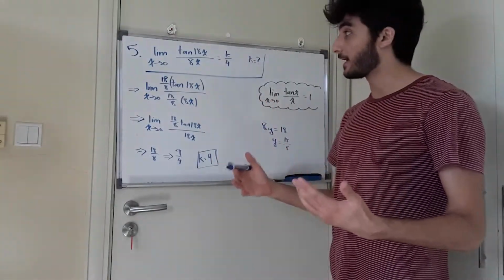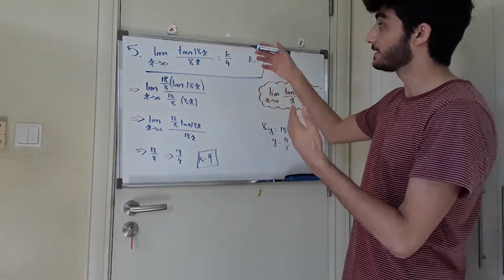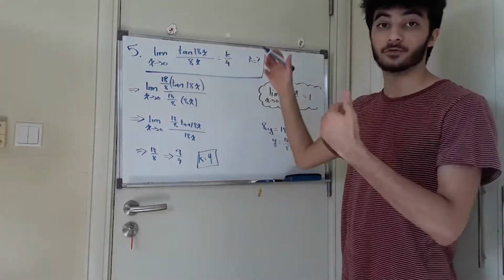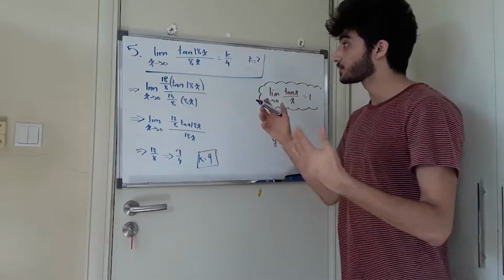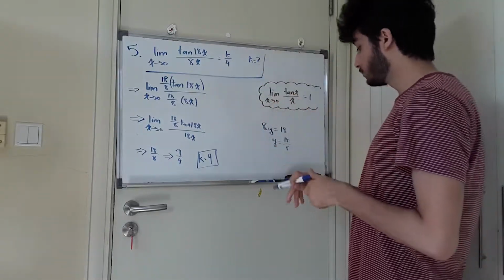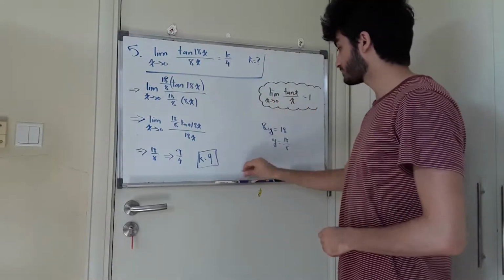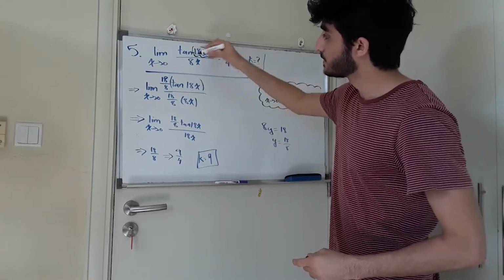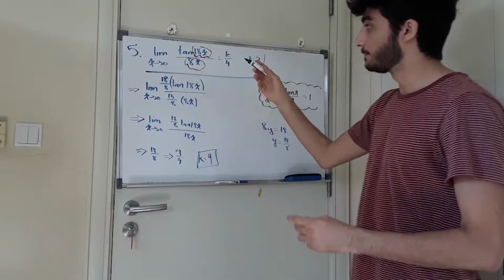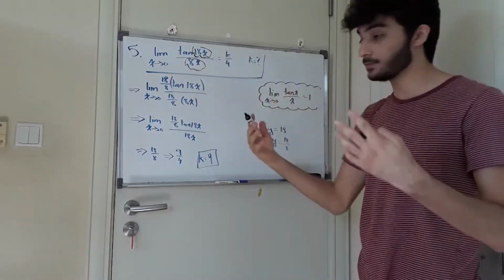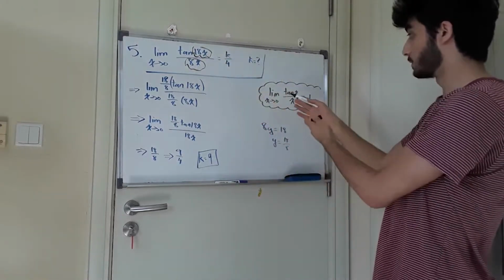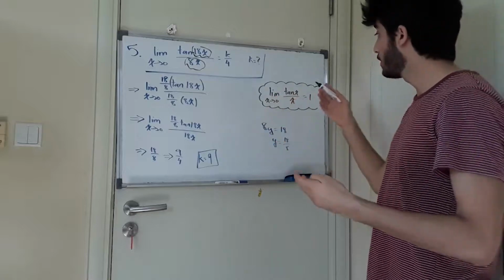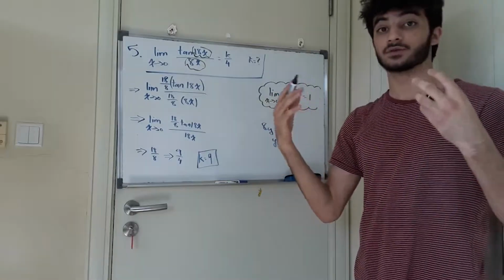For question number 5, they gave you this limit, and they said the final answer is going to be k over 4, and they want k. So the first thing you want to do is make this equal to this, because if you make these two the same number, then you can use this formula, which is limit as x approaches 0 of tan x over x is equal to 1.